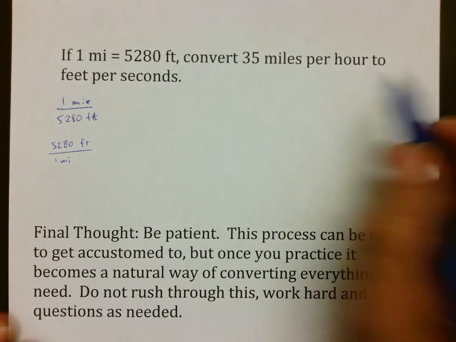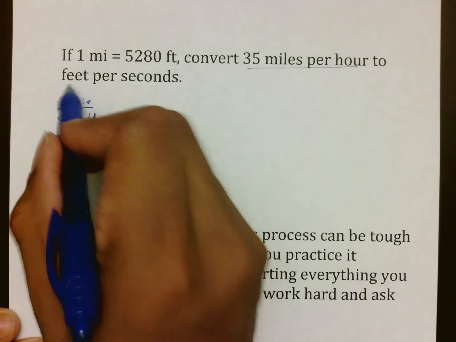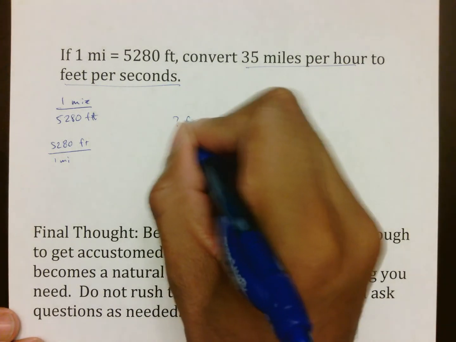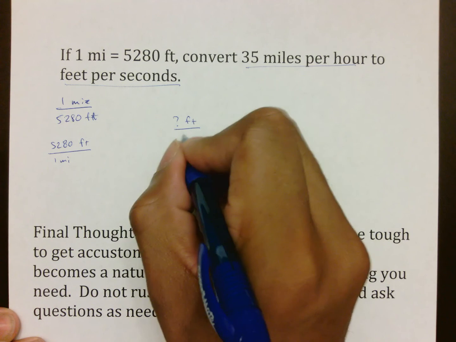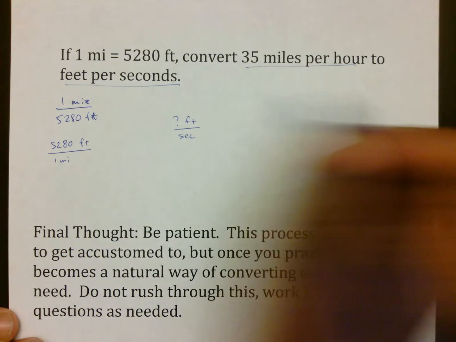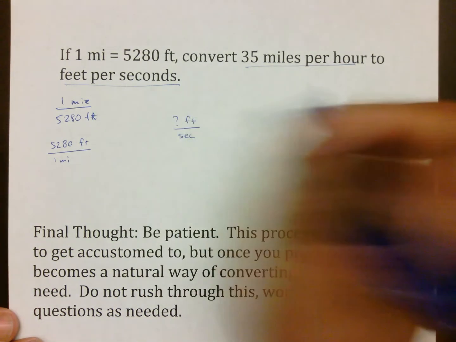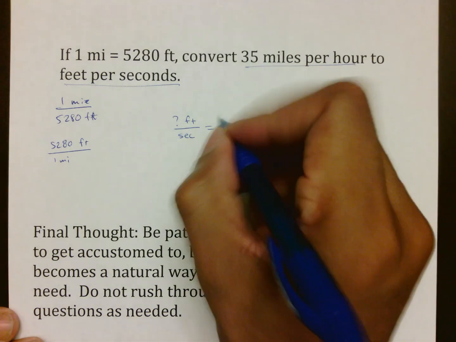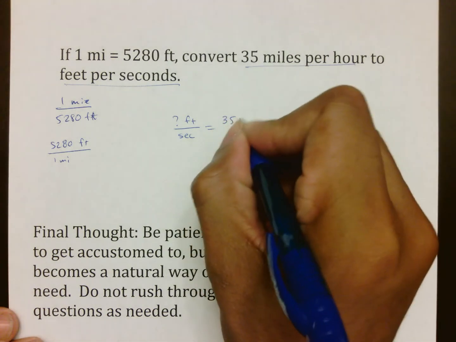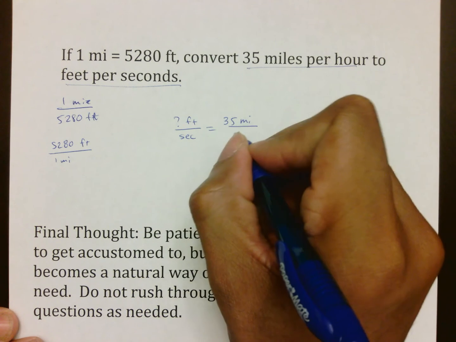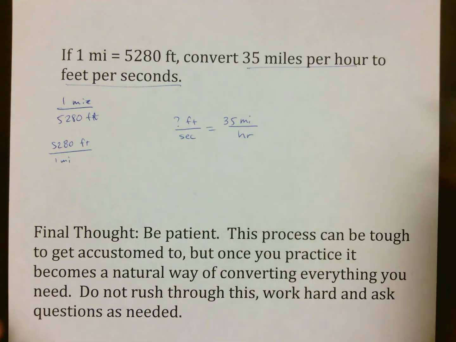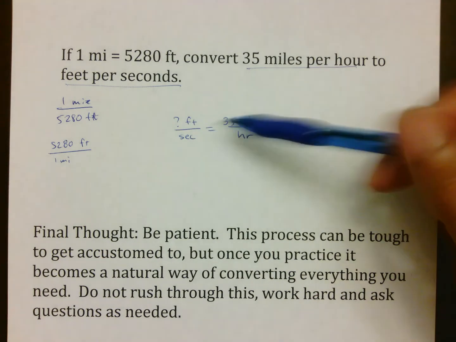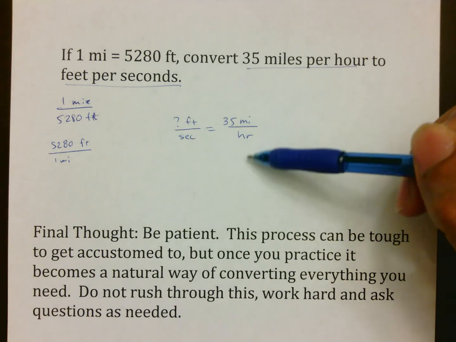And they want to convert miles per hour to feet per second. Now this is your issue. It's question mark feet per, and remember in this case, per means divided by. So feet per second would be this, and then you have 35 miles per hour. So what you would do is put 35 miles per hour. So again, how many feet per second equals 35 miles per hour?